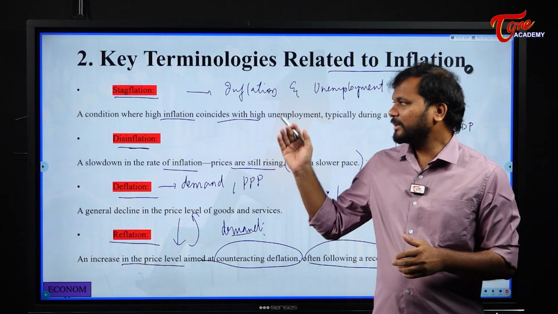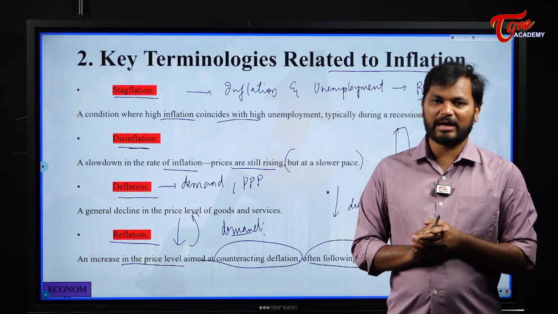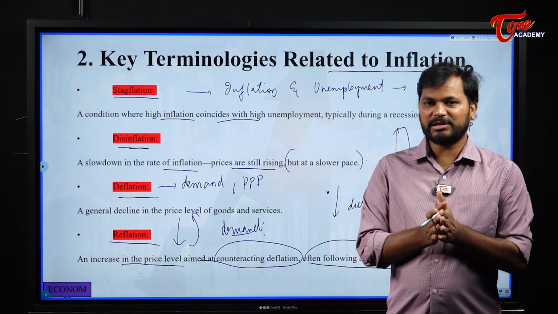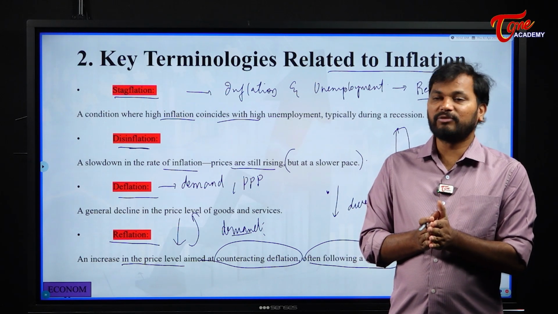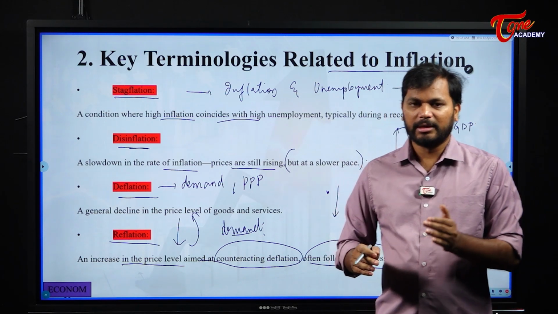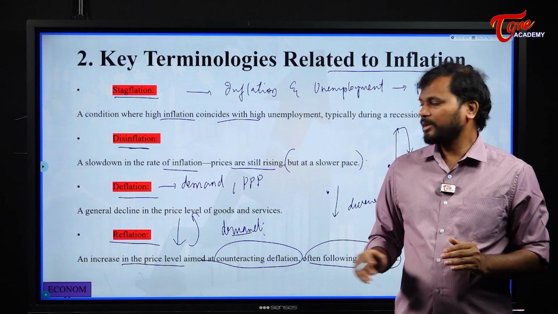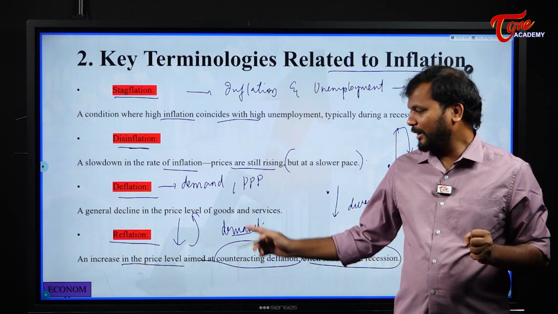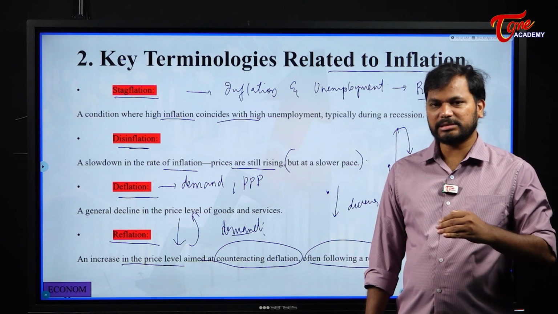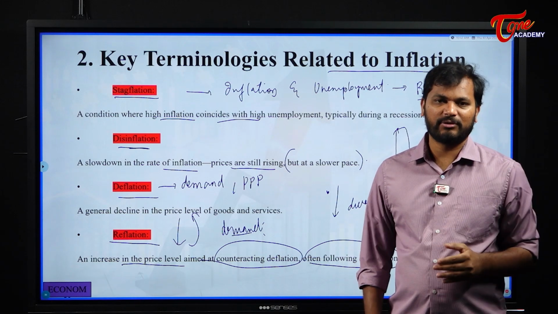Clear? So in this area, the question can be asked: what is the combination of stagflation? Is stagflation only recession? No, it is unemployment plus inflation. Next, disinflation: an increase in inflation and the fall of inflation. Next, deflation: directly the prices being decreased. And reflation is nothing but the decreased prices being increased by creation of demand.